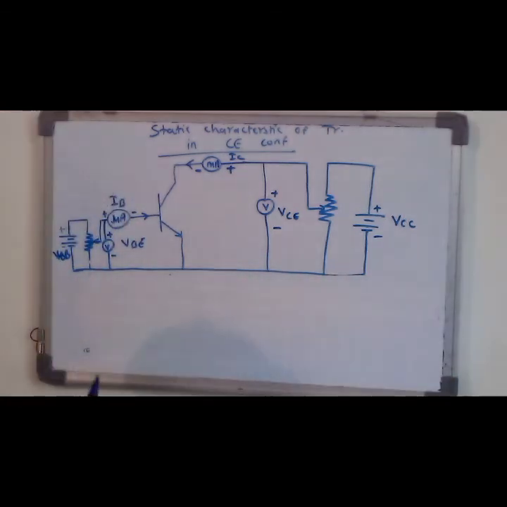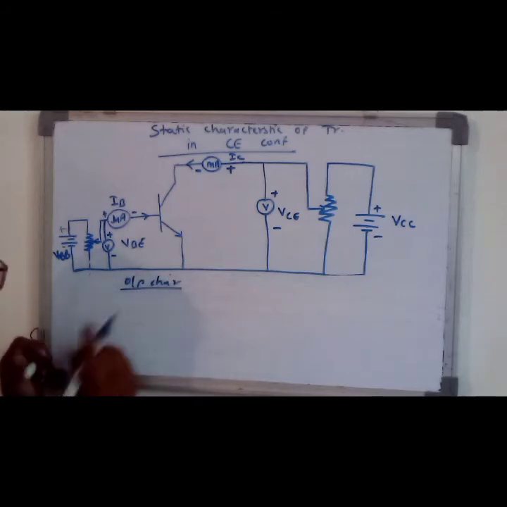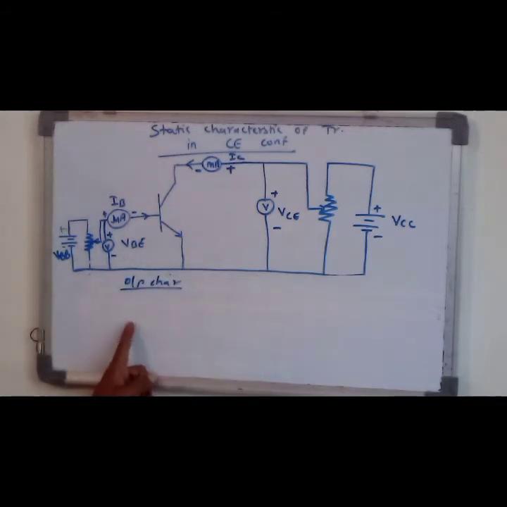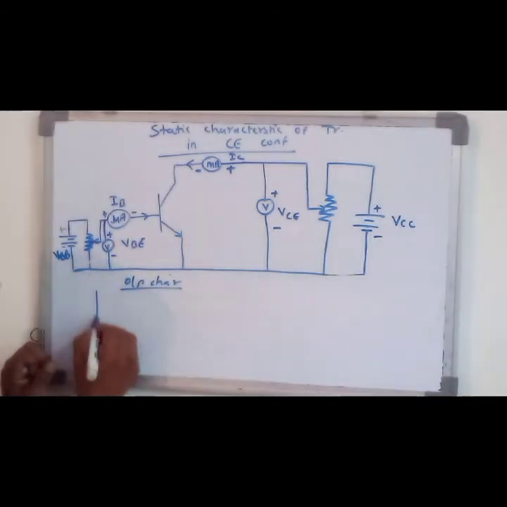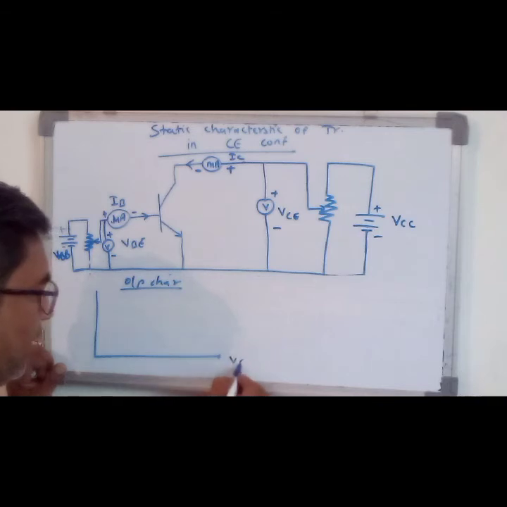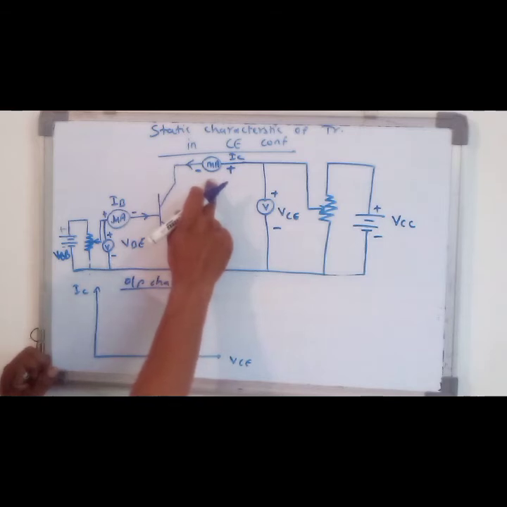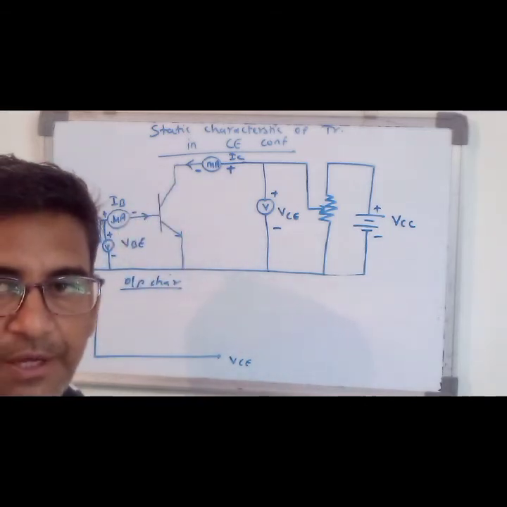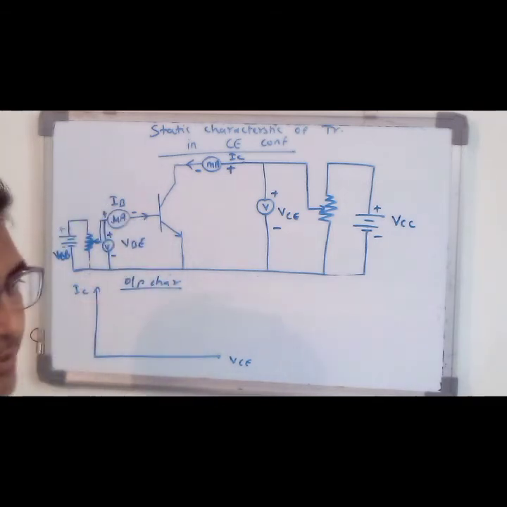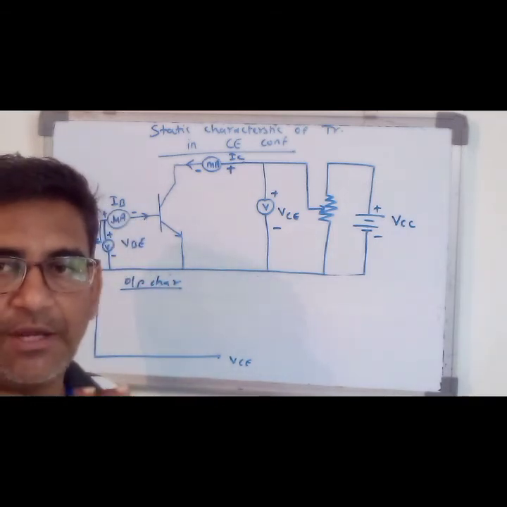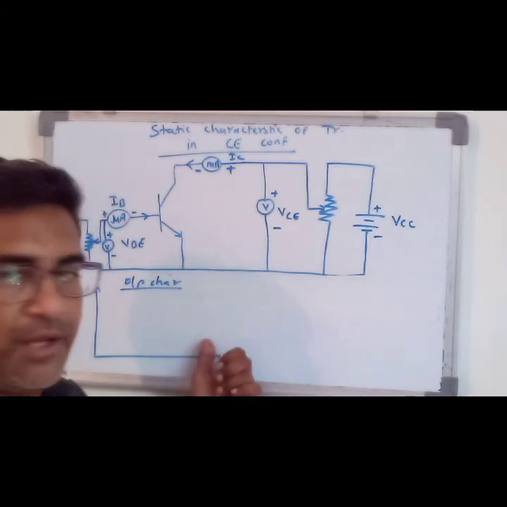The output characteristics are plotted as VCE versus IC. But what do you have to keep constant? You have to keep one current constant, that is the IB current. By keeping that particular IB current constant, whatever values you get, you note them down, and after noting the values, you plot the graph.